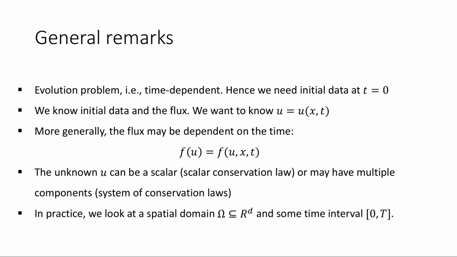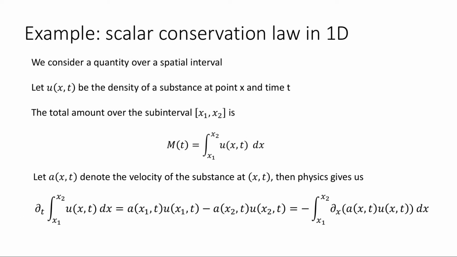In fact, most of the discussion here in this class will be about one-dimensional conservation laws. So in many cases, the spatial domain is just a line segment. As a first example, let's have a look at a scalar conservation law in 1D. So suppose we've got some quantity over some spatial interval, a one-dimensional line segment, and we let u(x,t) denote the density of some substance at position x and time t.